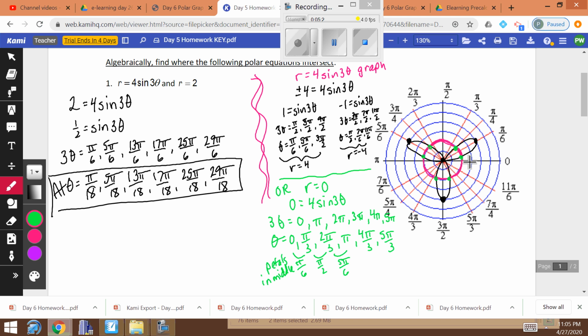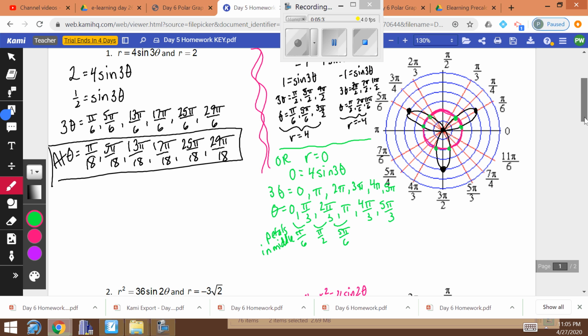And again, you can think, okay, if this is 1/6 pi, 1/18 pi would be extra skinny, like a third of that one right here. That would be about right here, and you could count your way around and tell that that's where they would intersect.